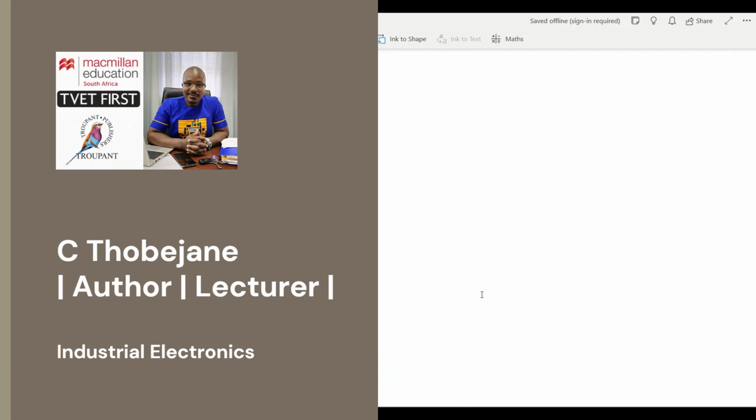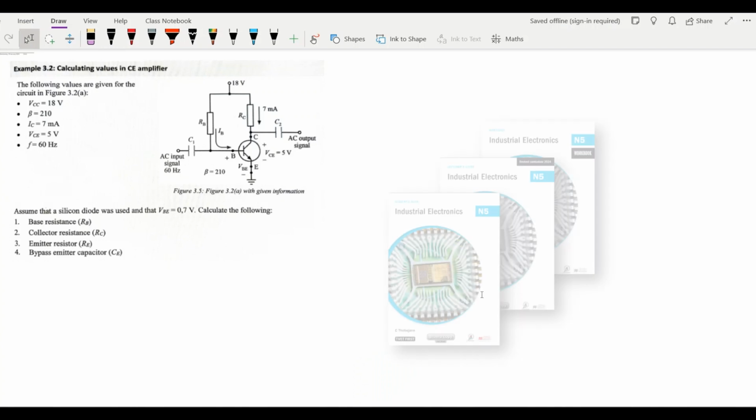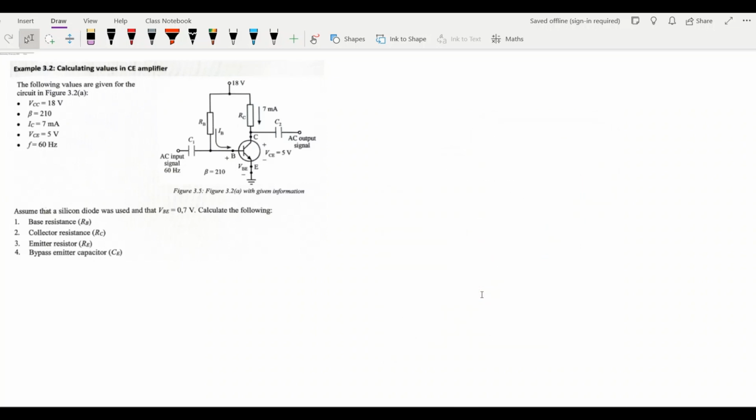I'm Sito Bejane, and in today's session, we are looking at a common emitter amplifier. Now, we extract our example from example 3.2 from the TVET First textbook by Macmillan and Trope Publishers. Here, we'll be looking at just a few calculations that you may need to understand so that you can tackle them in the exam center. Let us dive right into it.